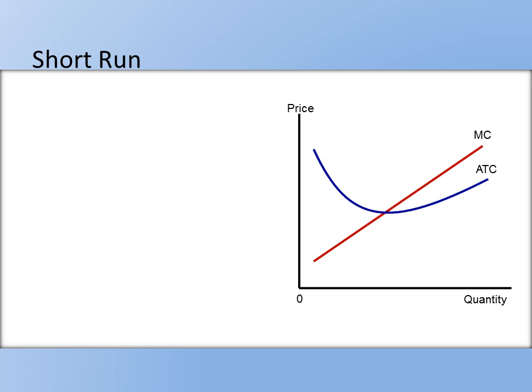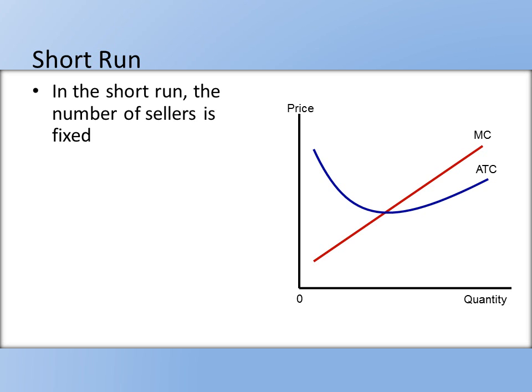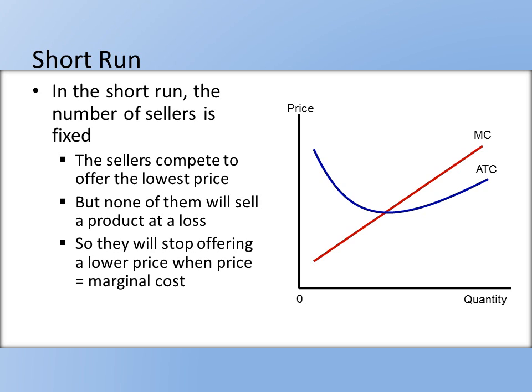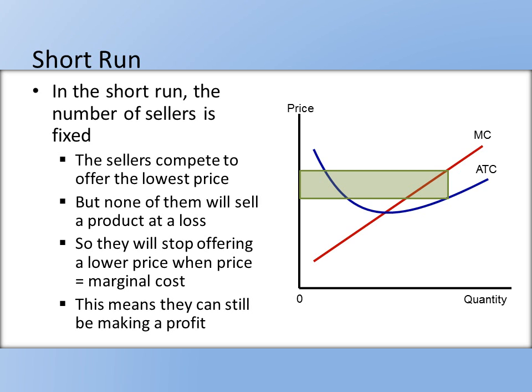Now you might notice that sellers are in fact making a positive profit. How is that possible under competition? In the short run, the number of sellers is fixed. The sellers compete to offer the lowest price, but none of them will sell a product at a loss, meaning they will not set a price below marginal cost. So they will stop offering a lower price when price equals marginal cost. For that reason, they can still be making a profit because marginal cost could be above average total cost.